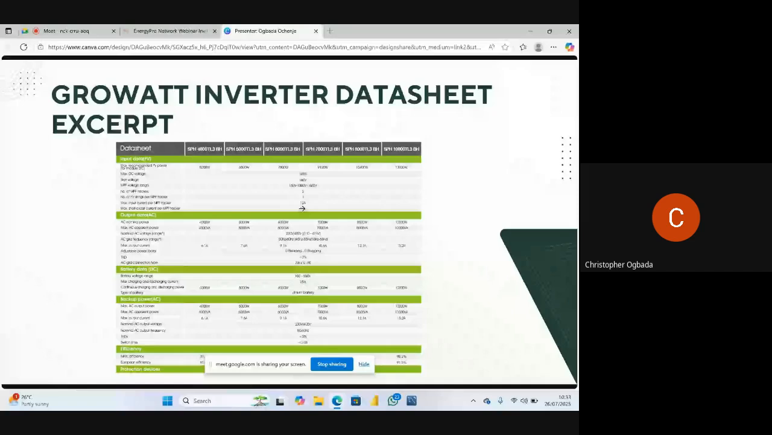This is a data sheet of a grow-out inverter. You see maximum recommended PV power. Like we talked about before, this is the highest PV power that you can put. And in some inverters, you see the maximum usable. That is to say, like I've also mentioned, you make sure that you match this with the PV rating of your solar array, that whatever you are putting on the inverter cumulatively will not exceed this.